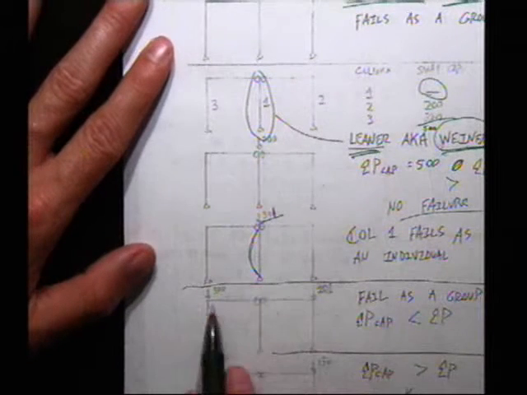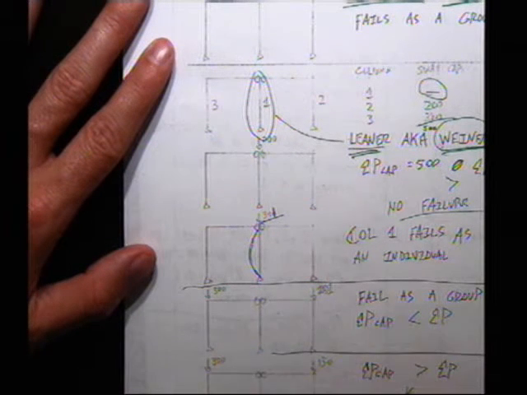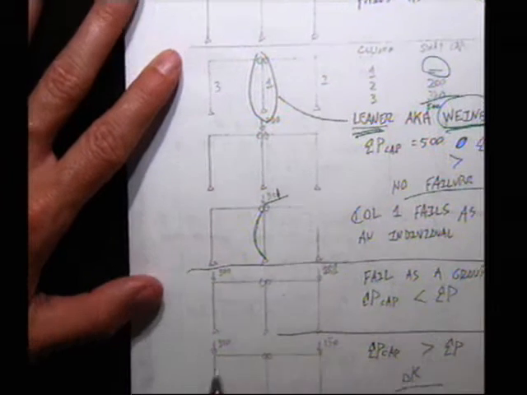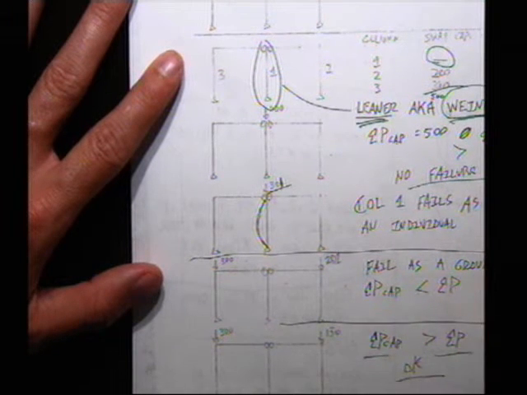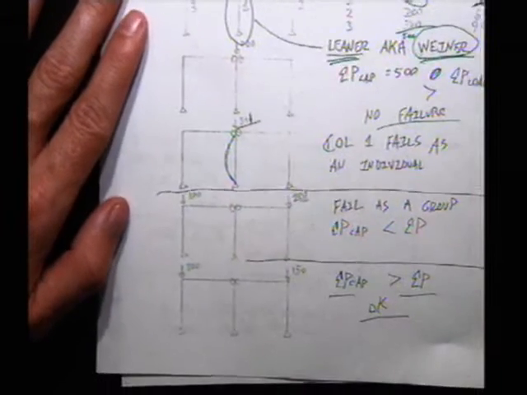Now let's say I put 300 and 201 out there. It's going to fail as a group. The capacity is less than summation of P. 300 and 150. Now it's okay. Summation of P capacity is greater than summation of P. So that's what you're going to do every time.